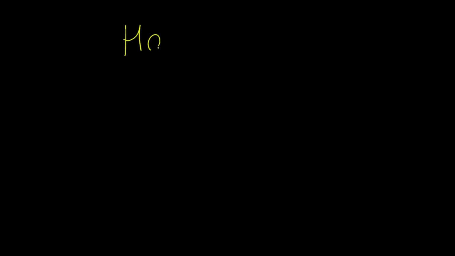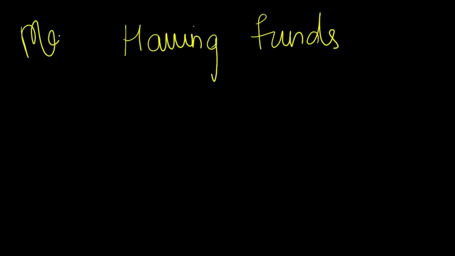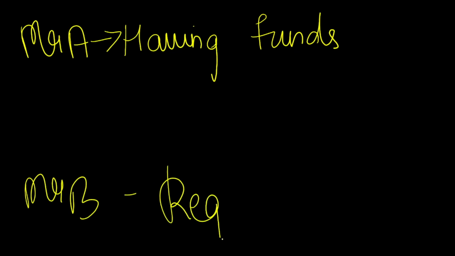Next, financial system helps in transfer and allocation of funds effectively and efficiently. Now we have two cases. There will be a person who is having funds. Let me assume that Mr. A is the person having funds. Mr. B requires funds, or he needs the funds.